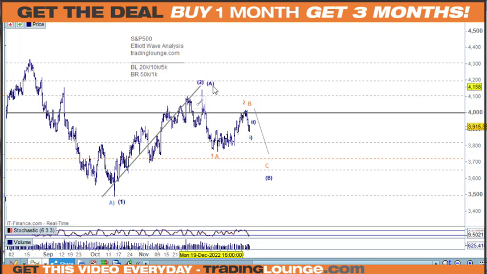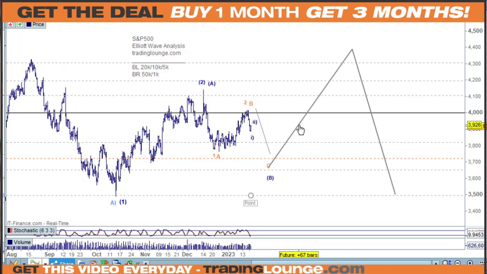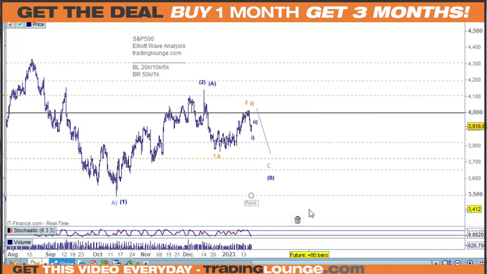But we can have the move up as an A wave here, and then an A, B, C for the B wave here, and then a C wave up here, and then come down. And that would make this here an A wave and a B wave up here. That's possible as well. So we're just talking about it. It doesn't have to be set in stone at this particular point.